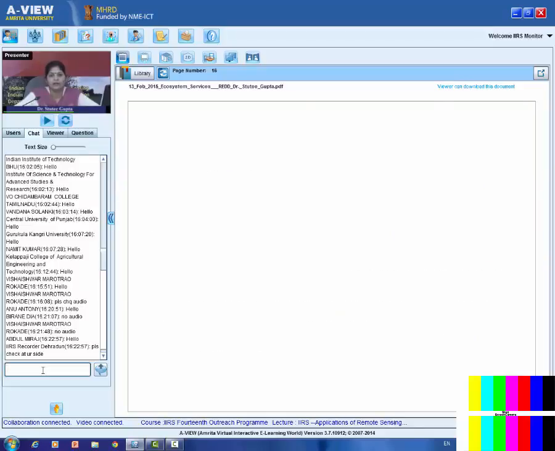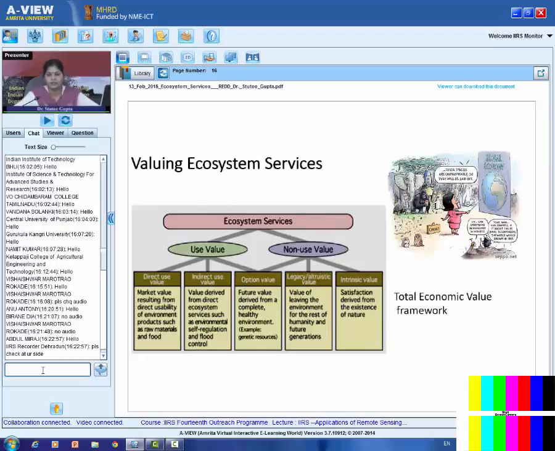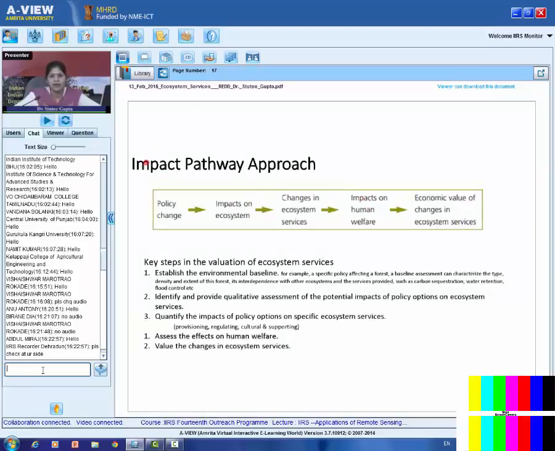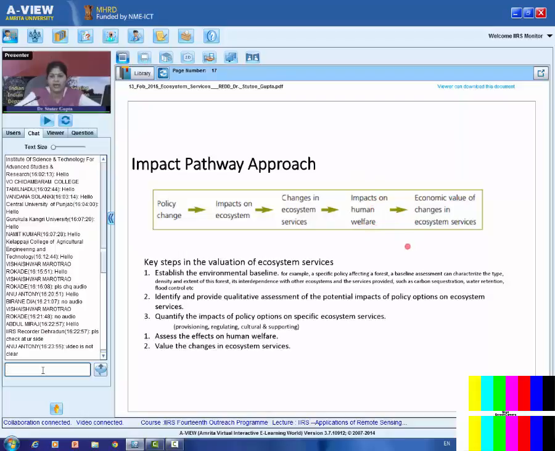Like we were talking about the valuing of ecosystem services, there are two mechanisms. One is the total economic value framework, which we discussed just now, and within this there is an approach called the impact pathway approach. In this approach, suppose we want to find how a particular ecosystem service has some value. In that case, some policy change is brought into the system. The impact of that policy change on the ecosystem is studied, the change in ecosystem services is mapped, and how it affects human welfare is also worked out.